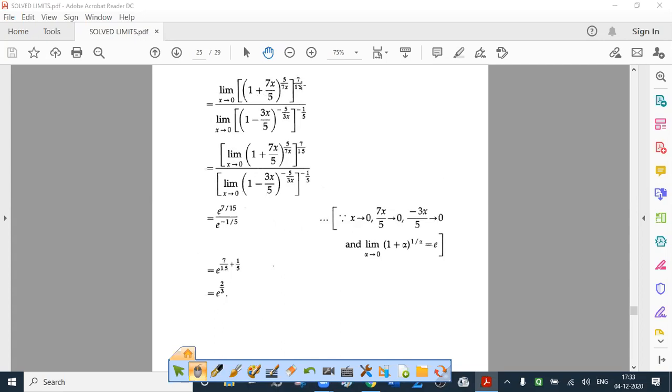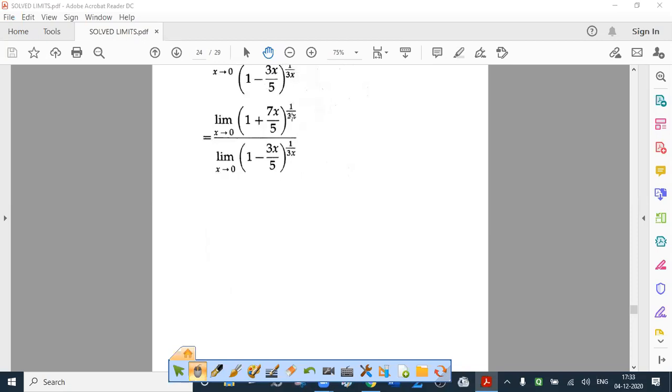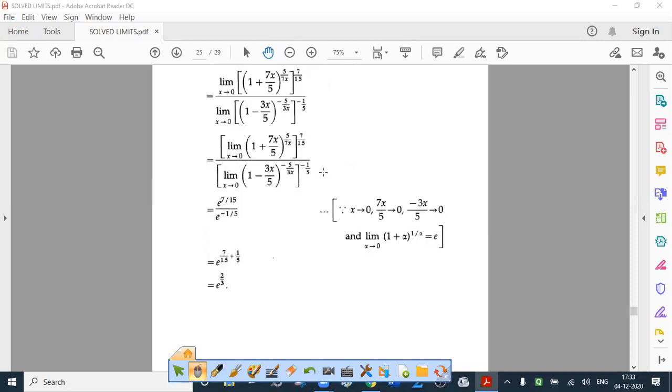See, a raised to m raised to n is a raised to mn. So if you simplify, you get what? 1 upon 3x. Is this the original index? Yes, 1 upon 3x is the original index, right? Similarly, in the denominator, the required index is minus 5 by 3x. To get the original index back, raised to what? Minus 1 upon 5. Now, the value of each limit is e. So e raised to 7 by 15 upon e raised to minus 1 by 5. So what is the final answer? e raised to 2 by 3.